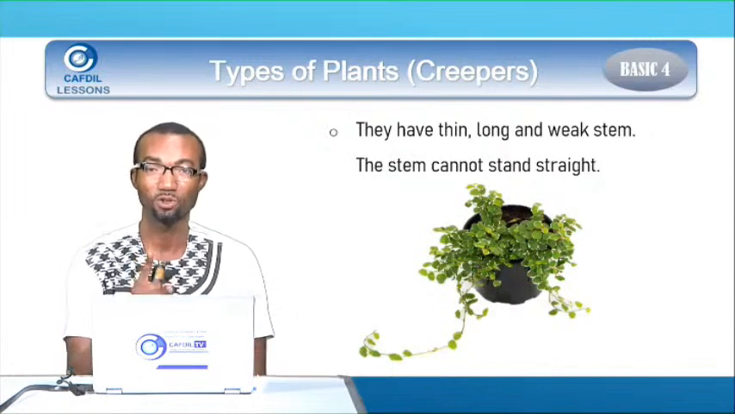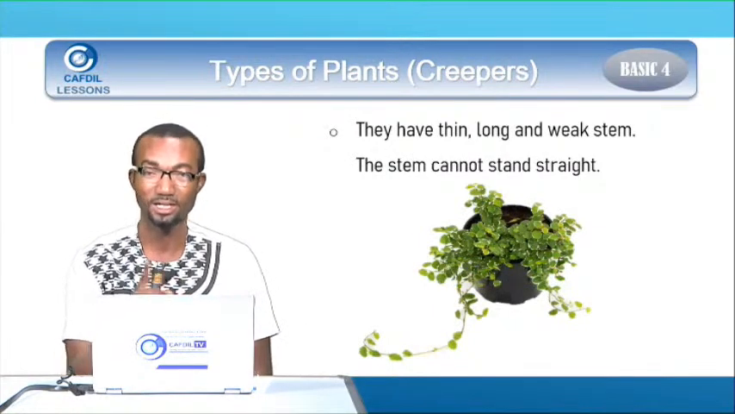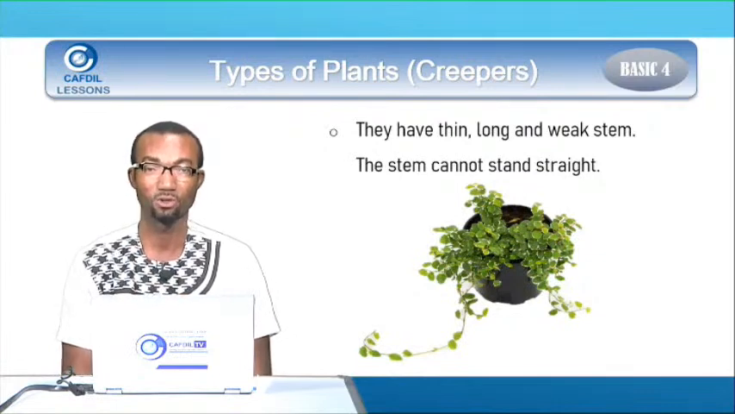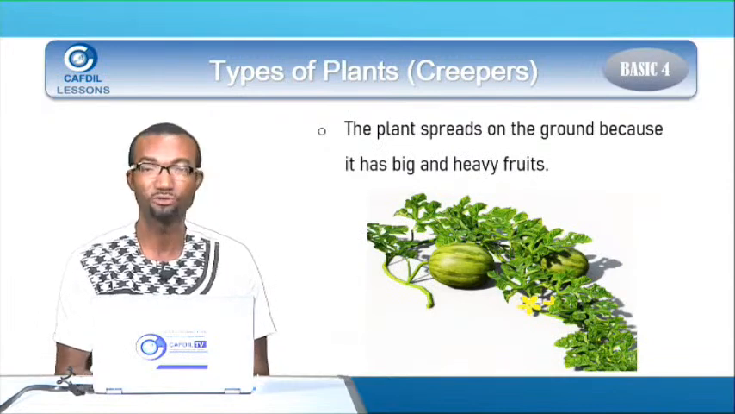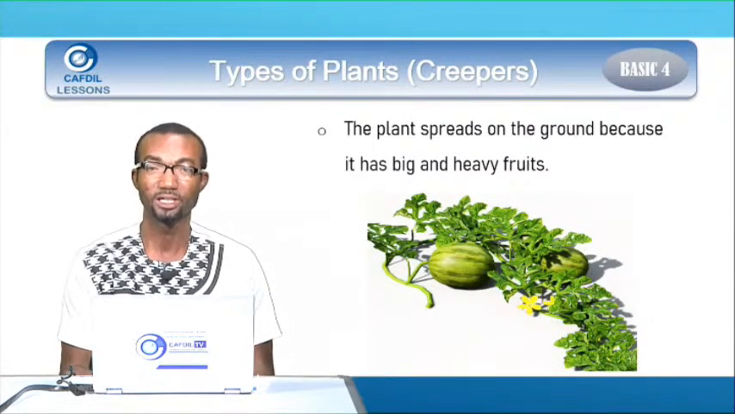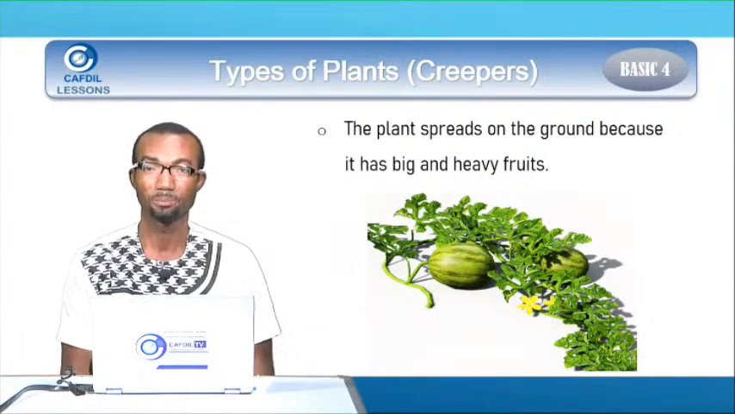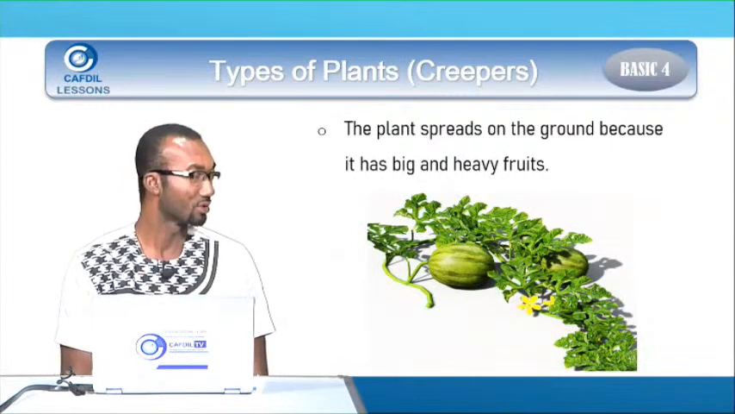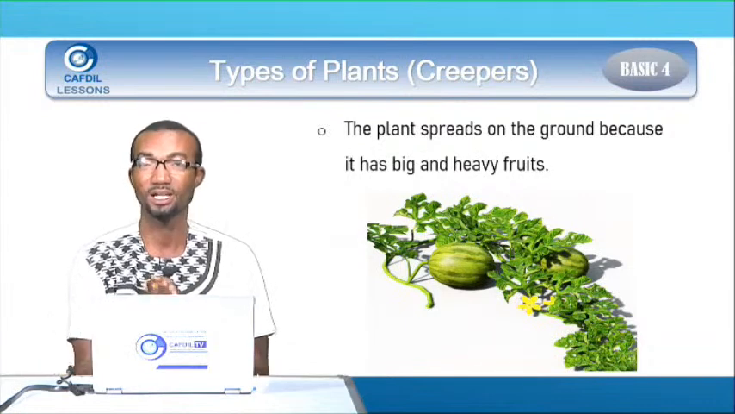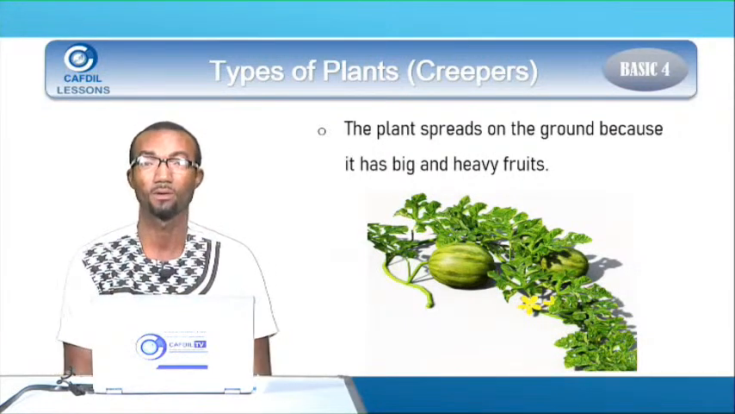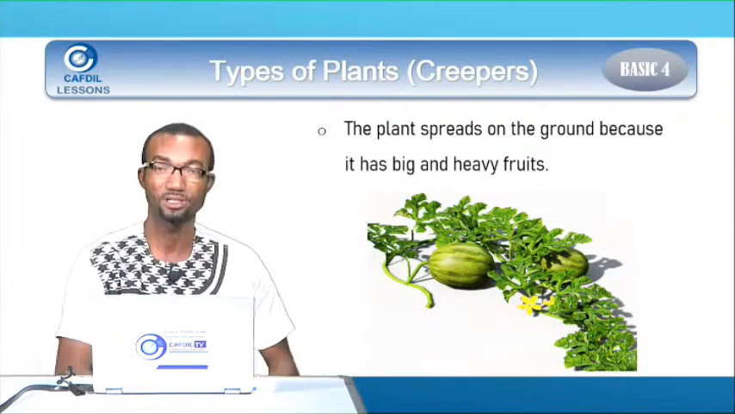You will say that we can support it with a stick so that it can climb, as we saw with the climbers. No, this type of plant creeps on the ground. Why? They creep on the ground because they have big and heavy fruits. If the fruits are heavy and the stem is weak, it means that if it stands upright, all the fruits will come down. So this type of plant creeps on the ground.